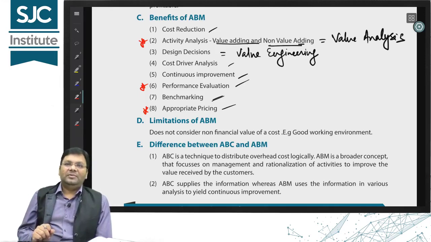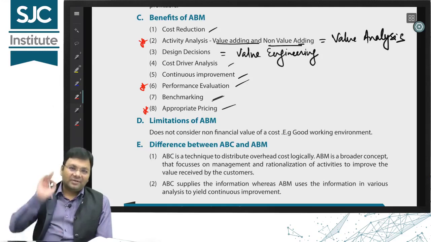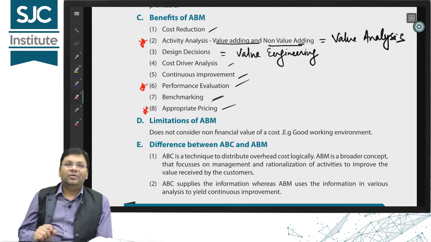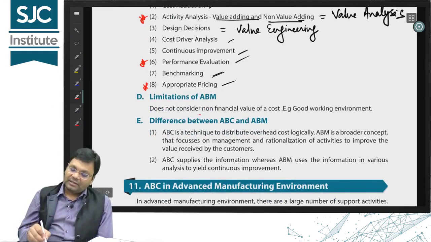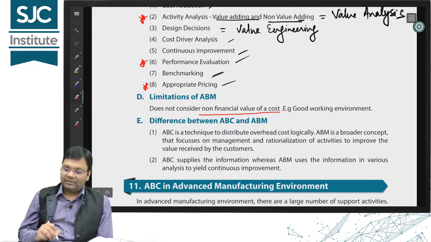So what will happen? The workers may go on strike. The workers may have agitation with management. There may be problems in hiring new workers in future. If it goes into the ears of your customers, they may also feel low about you. So there can be several non-financial impacts of eliminating a non-value adding activity, which we may sometimes ignore while doing ABM. So ABM does not consider the non-financial value of a cost.